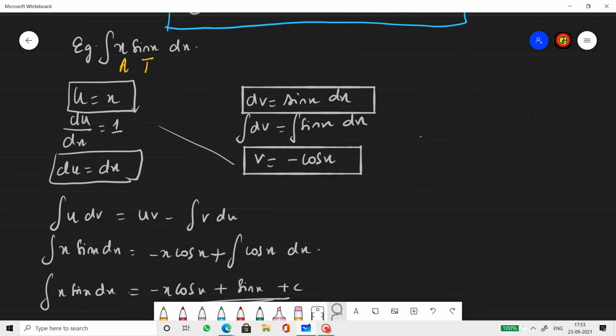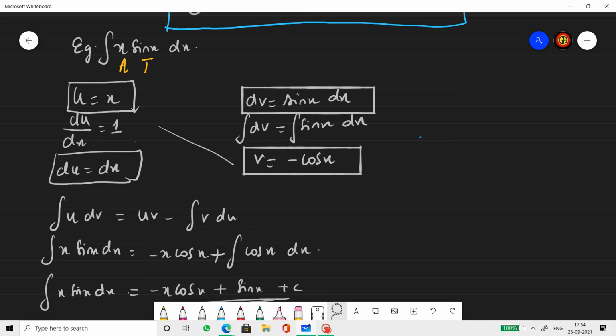Whatever comes first will be considered as u. So I'm going to consider u as x. Then dv will be sin x dx. u equals x, dv equals sin x dx. From u, you have to find du, so we differentiate. From dv, we have to find v, so we integrate. Using u, you find du by differentiation. Using dv, you find v by integration. So that's what I've done here.